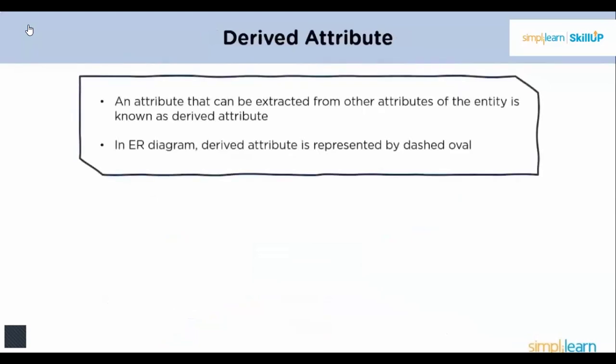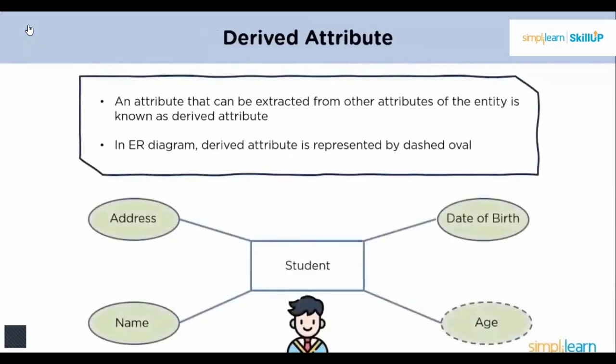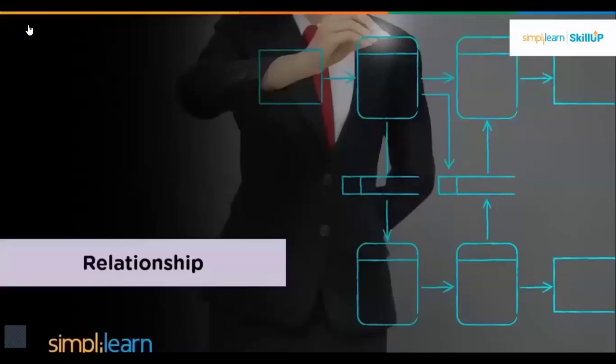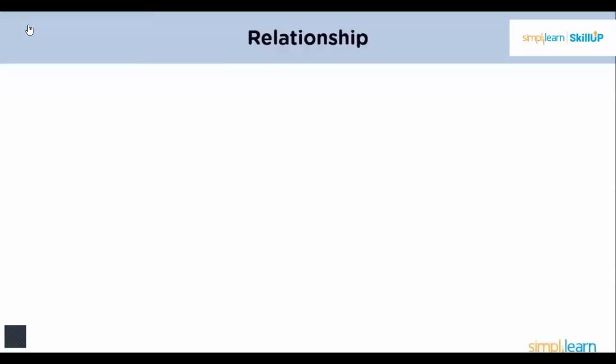Let's see derived attribute. An attribute that can be derived from other attributes of the entity is known as a derived attribute. In the ER diagram, the derived attribute is represented by dashed oval, and in the example below, student entity has both date of birth and age as attributes. Here, age is a derived attribute as it can be derived by subtracting current date from the student date of birth.